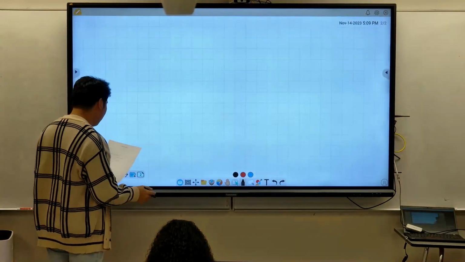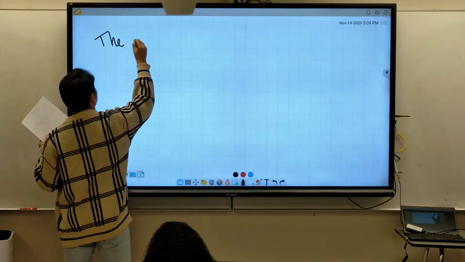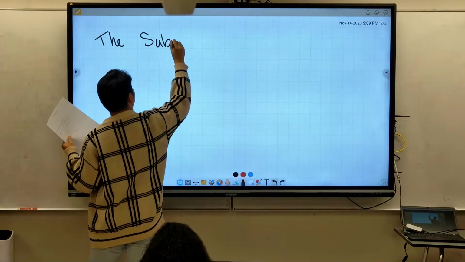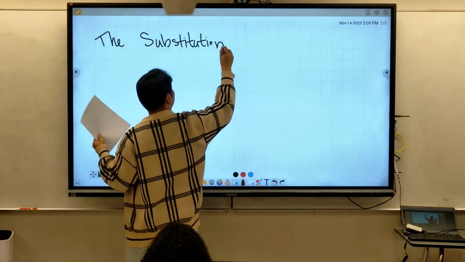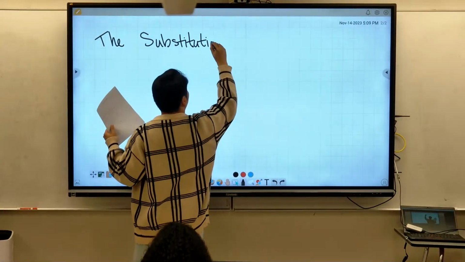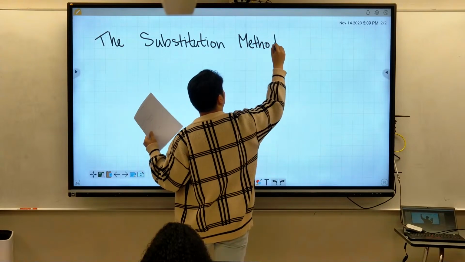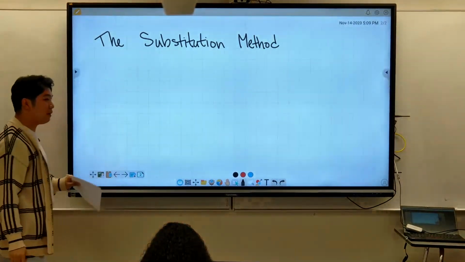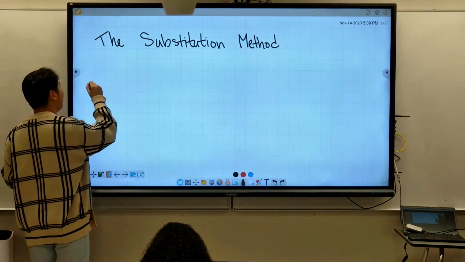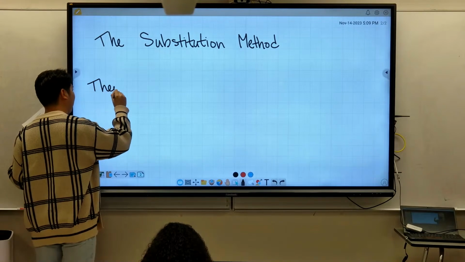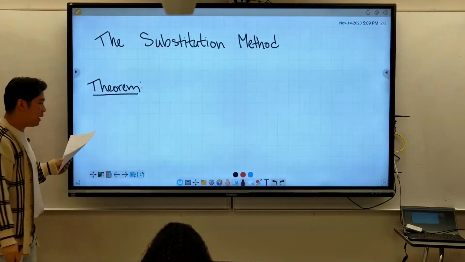So now this is the part where we can start writing stuff down. I'm going to call this the substitution method. So I'm going to go ahead and start by writing out a theorem. And if you look at this theorem initially, it might look a little bit weird.